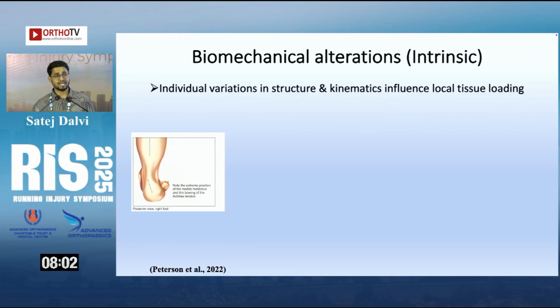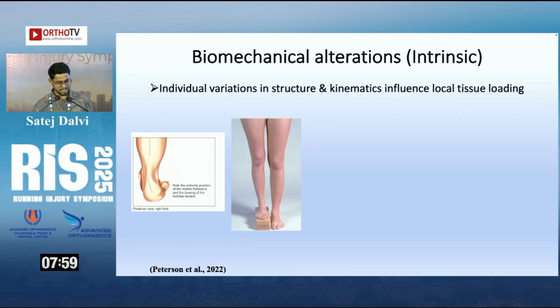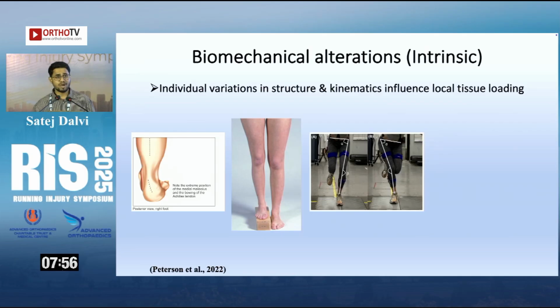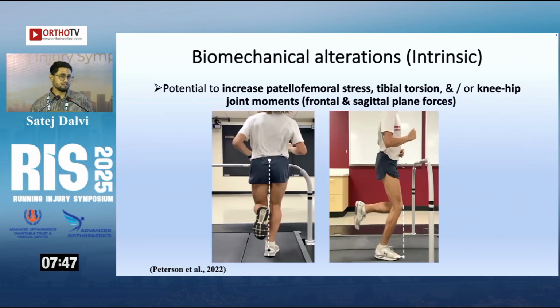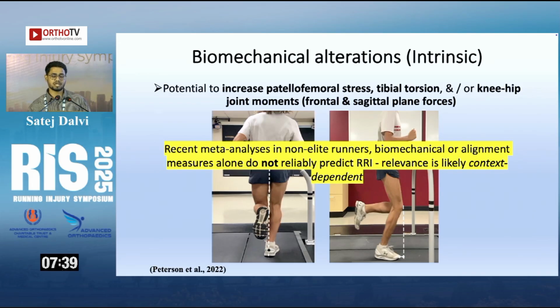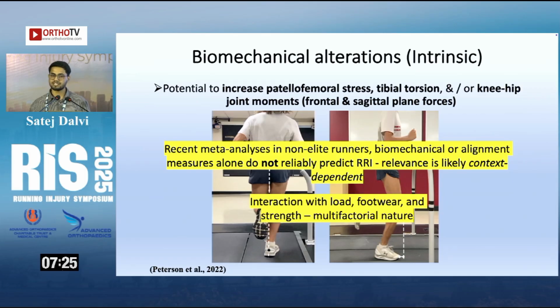Individual variations, like the previous resource people have discussed, will influence local tissue loading. For example, having excessive rear foot eversion or significant leg length discrepancies. Dynamic knee valgus is something that we essentially look into, or having high arches or rigid arches. What these do is they will alter your loading in the frontal and sagittal planes and end up getting some increased stresses around the patellofemoral joint or tibial torsion and alter knee hip movements. What recent meta-analysis shows is that biomechanical factors alone are not something that can predict running related injuries, although the interaction with other risk factors then becomes important for you to be able to identify and work up a case scenario.